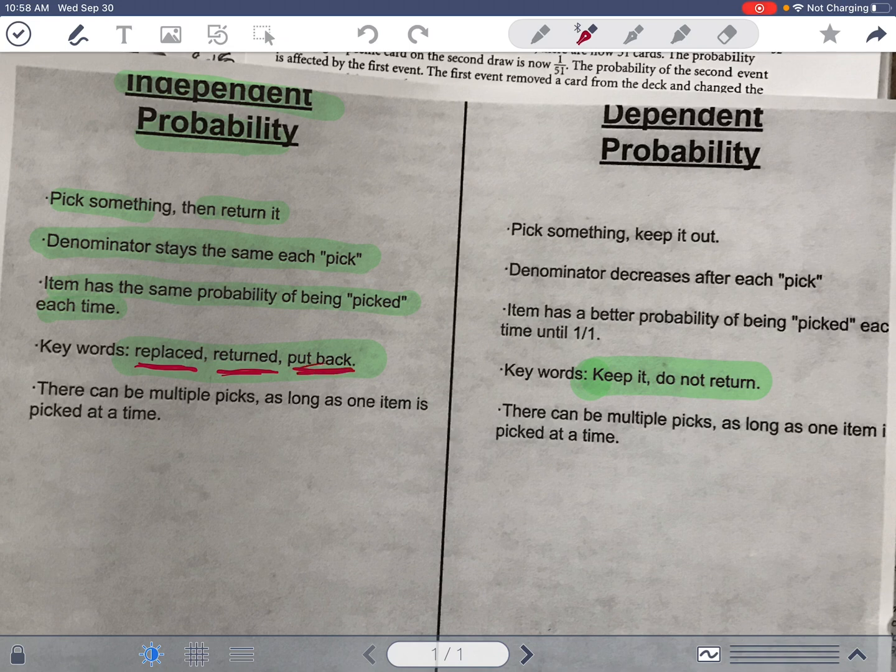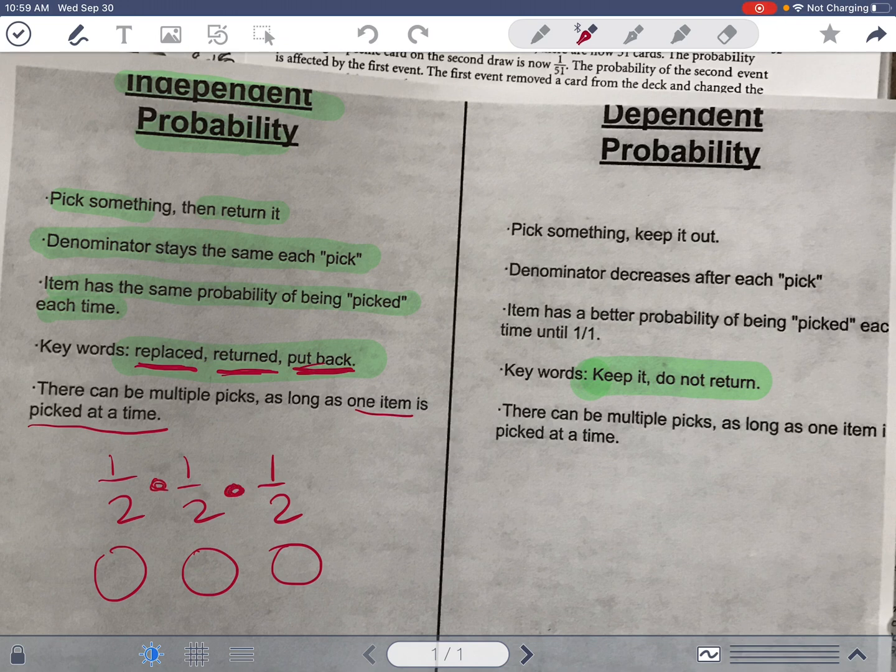There can be multiple picks as long as one item is picked at a time. Like when we flipped that same coin 3 times, it didn't change the probability of getting heads. It was the same coin each time. We didn't have 3 different coins. It was the same coin, and then we multiplied them.